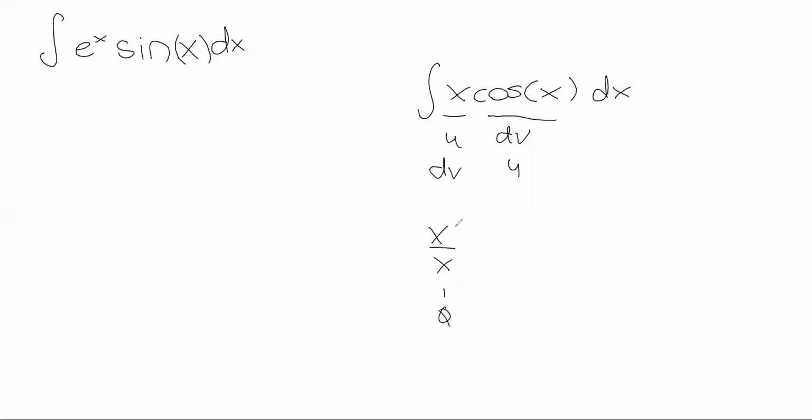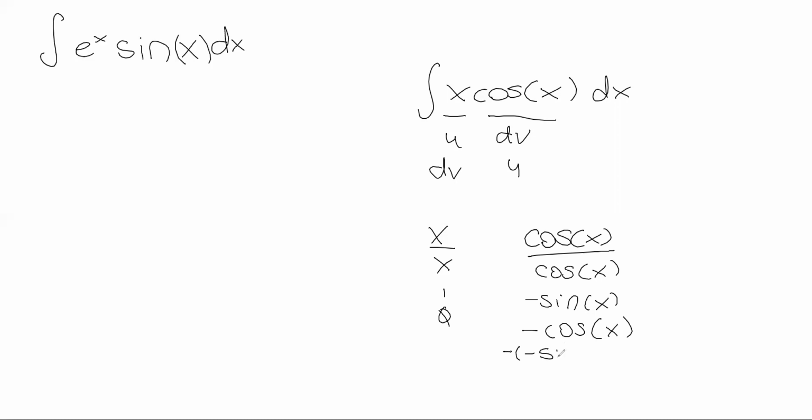So this one definitely does get simpler, but let's try the other one just so you guys can see this method a little more clearly. The derivative of cosine is negative sine. The derivative of negative sine is negative cosine. The derivative of negative cosine is negative sine, so positive sine, and then the derivative of positive sine is just cosine of x. So we're back to where we started.